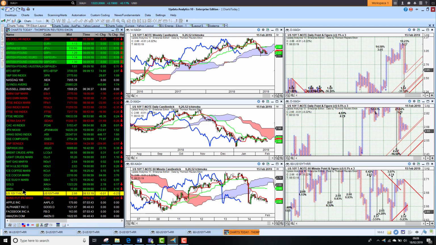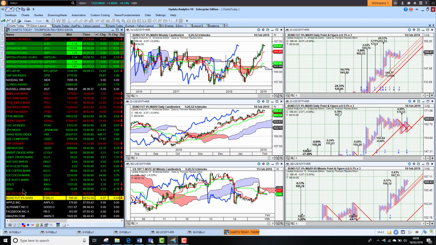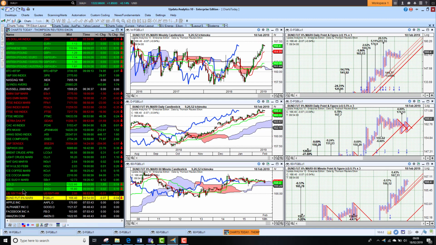US 10-year yield sitting at 2.66%, so we're still in bearish territory there. And German bonds, the bond prices actually look better as a result of those lower yields.